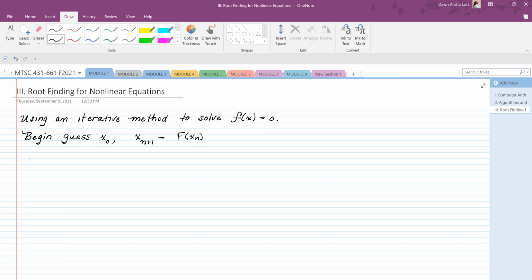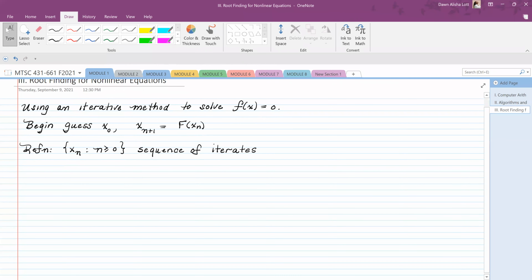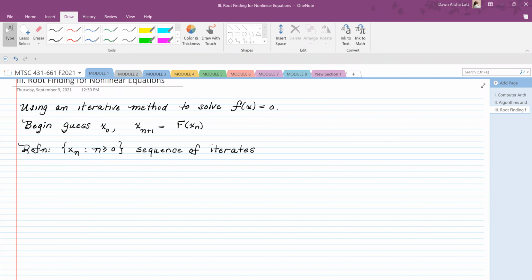All right. And so then what we're going to have as a definition is this sequence xn, where n is greater than or equal to 0, is going to be a sequence of iterates. Now, as we keep finding xn, we are prayerfully hoping that xn looks like the one before, and then we can say eventually they all kind of look the same, so we're converging to something.